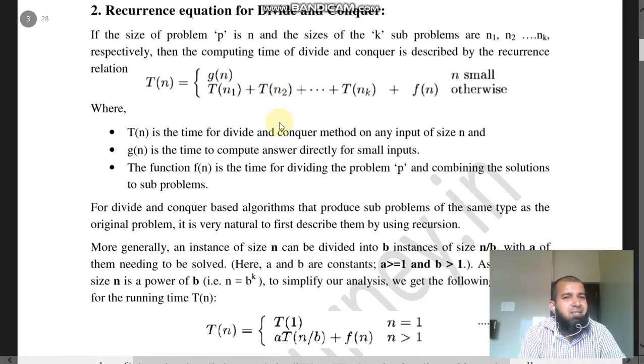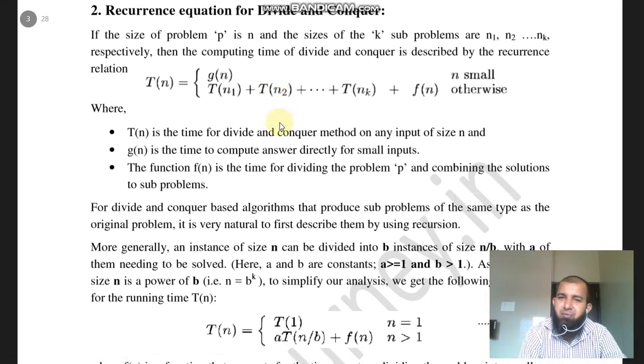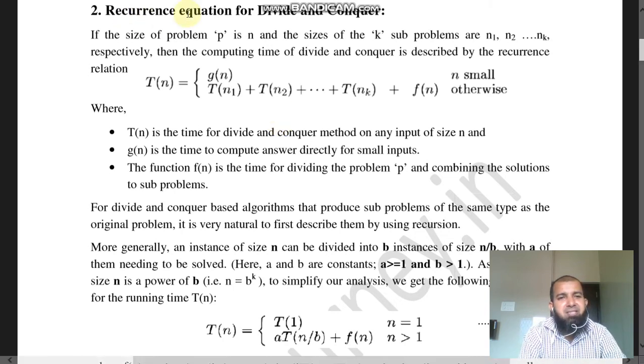Hello friends, in the previous video I explained the general method of divide and conquer. Today we'll study the recurrence equation for divide and conquer.